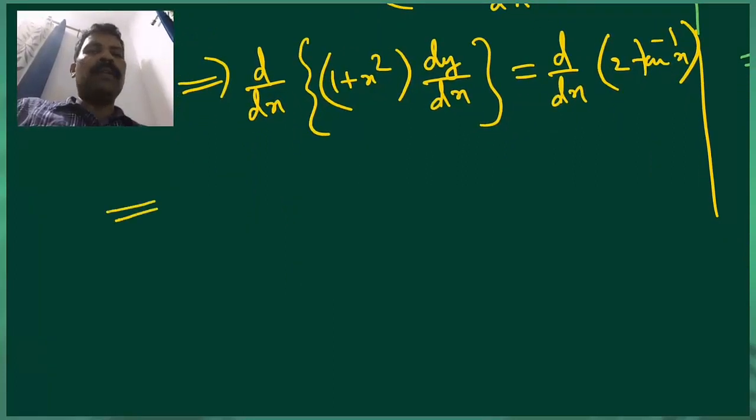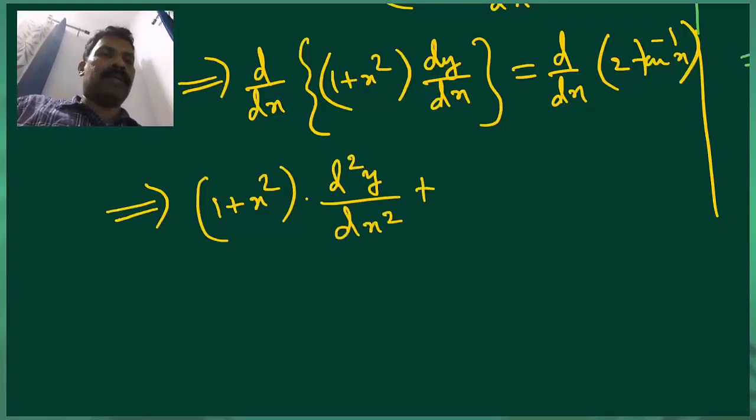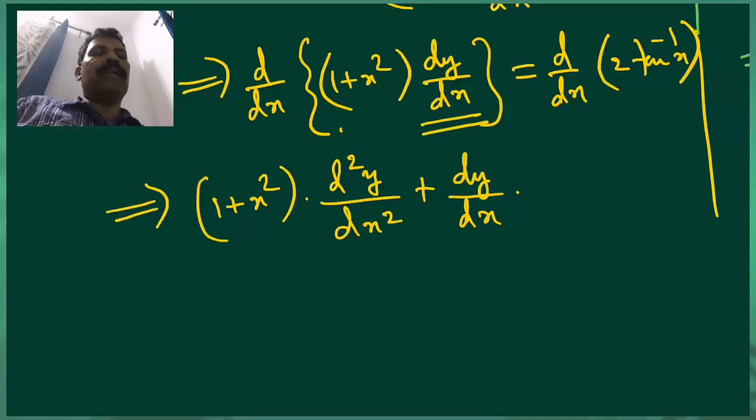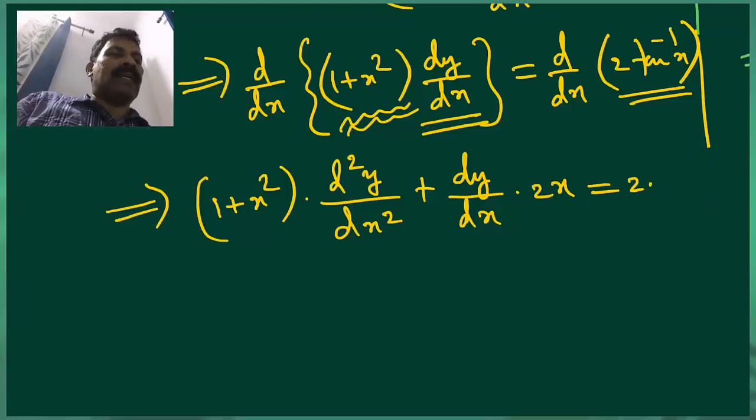Then what will happen? Now let us see, first into that is 1 plus x square into the derivative of dy by dx, that is the second derivative, d squared y by dx square, plus then second into, dy by dx into the derivative of the second, that is the derivative of 1 plus x square, that is 2x, equal to, now 2 is a constant, you take it outside, and then the derivative of tan inverse x is 1 by 1 plus x square.